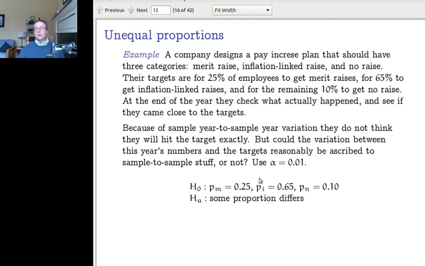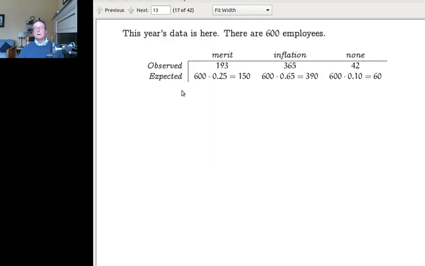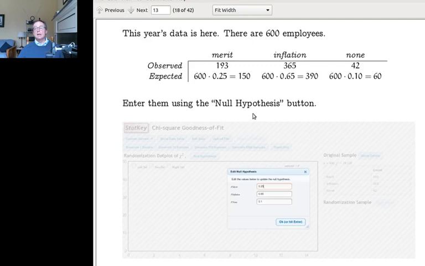So here it is. The proportions are 25, 65, 10. That's H naught, the nominal values. HA is that it's something else. And we're going to use alpha equals 0.1. So this is a very typical hypothesis test. The only difference is that instead of there being two categories, two proportions, one of which you can calculate from the other, there are three categories. That's all. Okay, so three categories, and I will go to StatKey with the 25, 65, 10, and get StatKey to calculate that value.